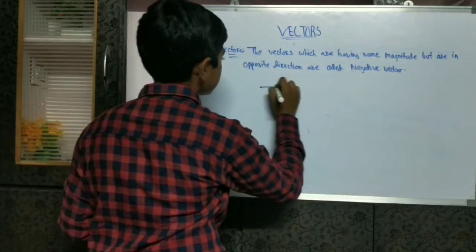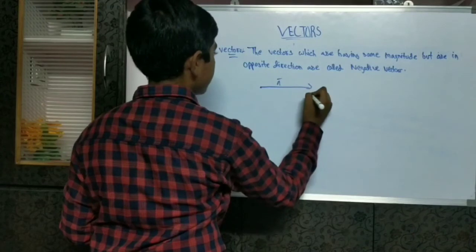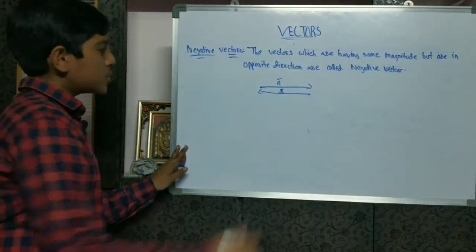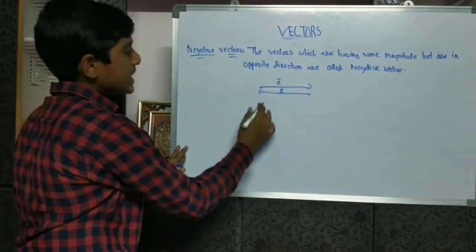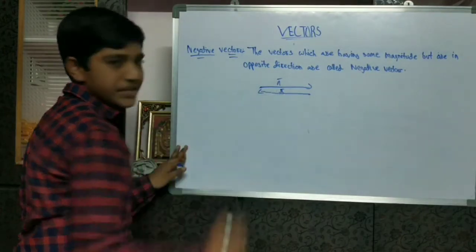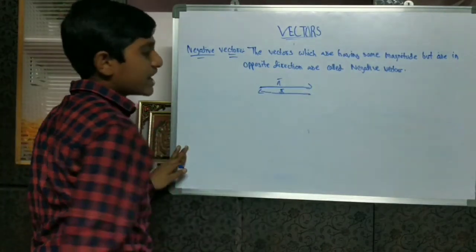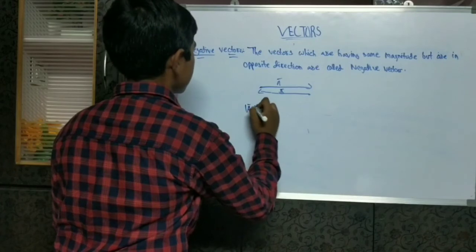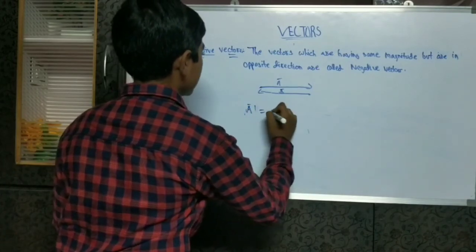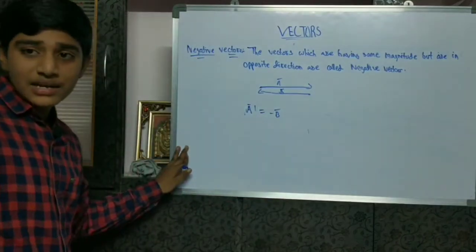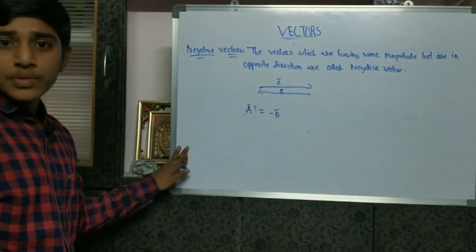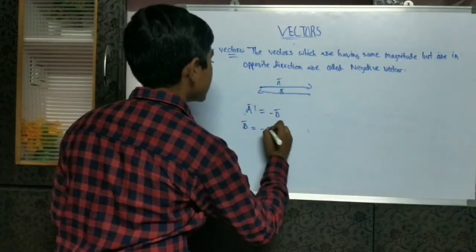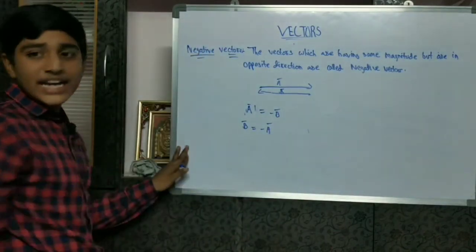For example, this is a vector, and this is another vector. Here these have the same magnitude but different direction. That means we can write a bar is equal to minus b bar. Can we write it? Yes, because they have the same magnitude and are in opposite direction. So we can also write b bar is equal to minus a bar. Okay, and this is about negative vectors.